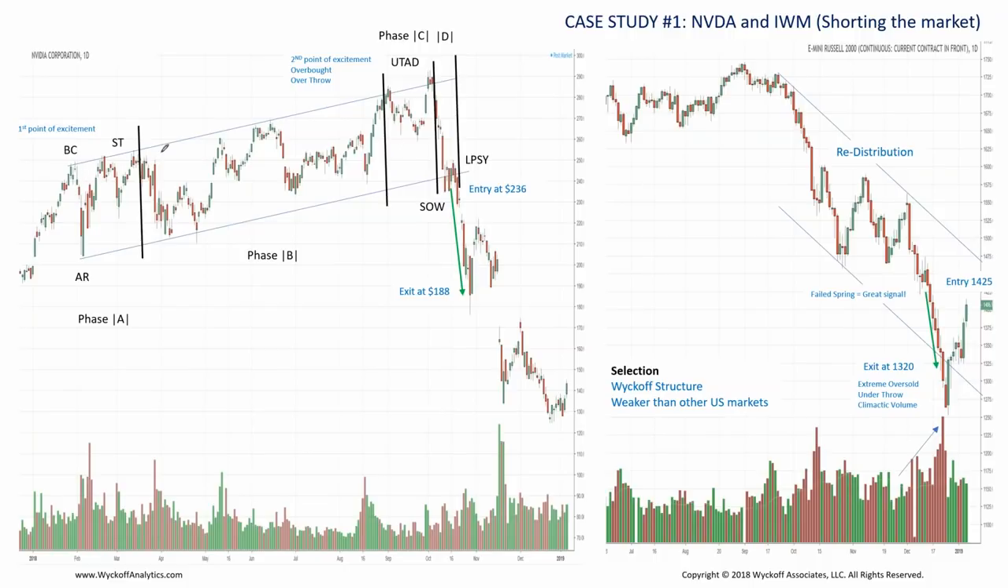Also, please note that because of the leadership characteristics, because of the strength that this particular stock and the semiconductor group have exhibited for years in this business cycle, the distribution does not necessarily look like a distribution. If you look at the first initial reaction that starts with the buying climax after the climactic run, which we identify in this course as the first point of excitement, look at the initial reaction.